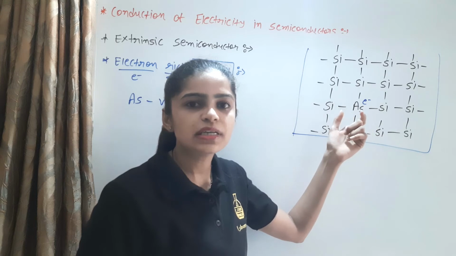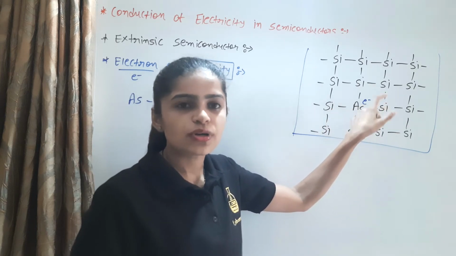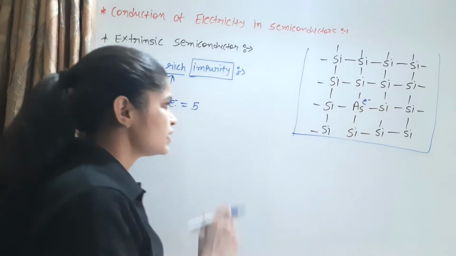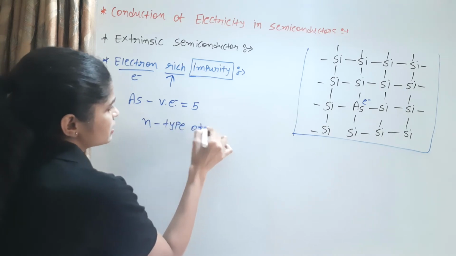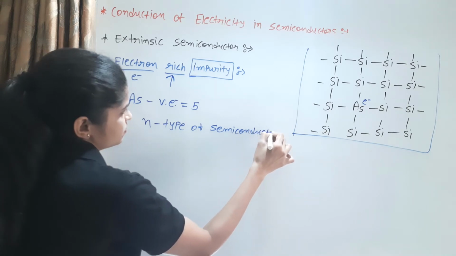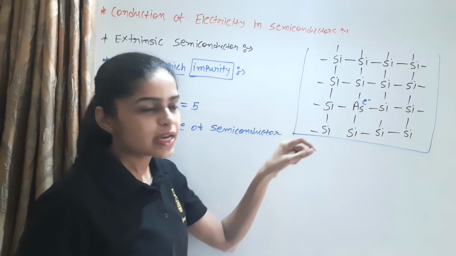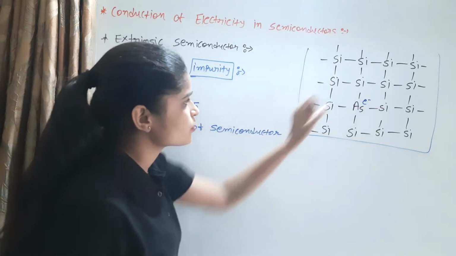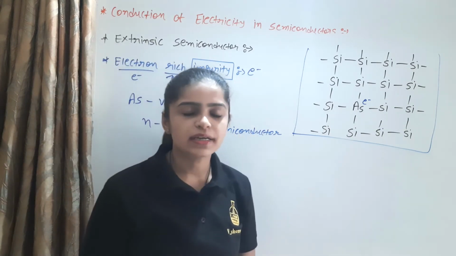Conductivity increases because of this free electron, and this free electron is negative in charge. So this type of semiconductor is known as the N type of semiconductor. Because the electron has a negative charge, and the conductivity produced in an electron rich impurity depends only on this electron. So that way this is the N type of semiconductor.